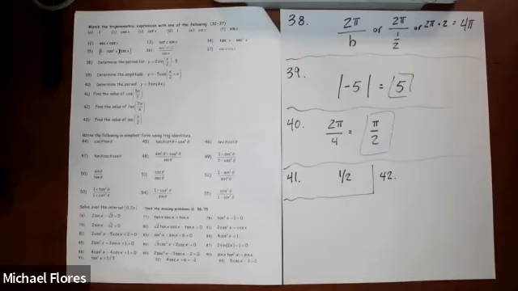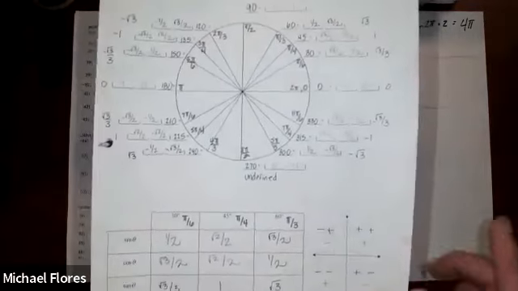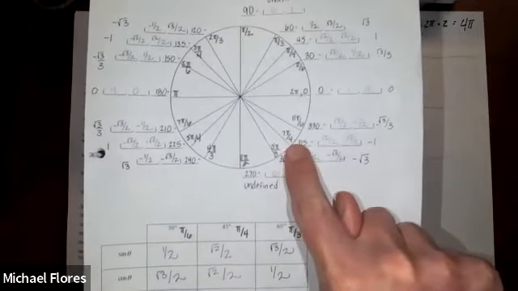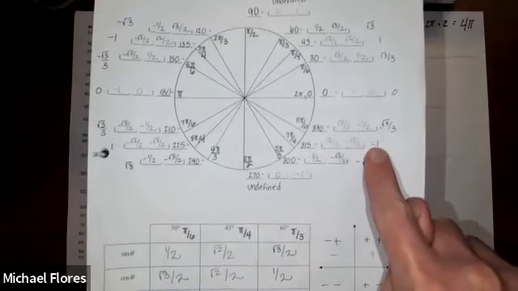Example 42. I want you to find the value of tangent of 7 pi/4. So you'd want to locate where 7 pi/4 is in the unit circle, which will be here. That tangent is -1. That's your answer, -1.